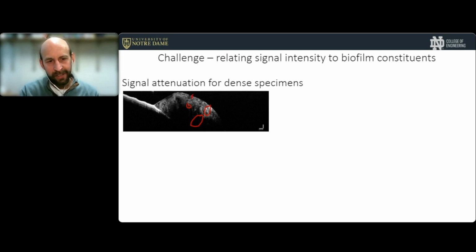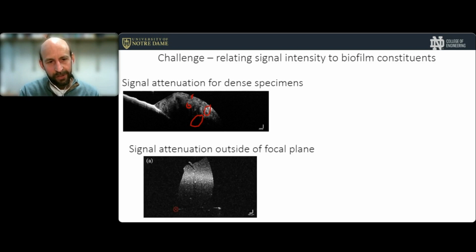Speaking of the focal plane, here you can see quite clearly in this image, which is of a uniform synthetic biofilm, bacteria are uniformly distributed in alginate, yet we see a high signal intensity here and a drop-off as we get away from that band. So I think we need to be careful in using the OCT signal to interpret density, especially if we're looking at a large range of thicknesses.